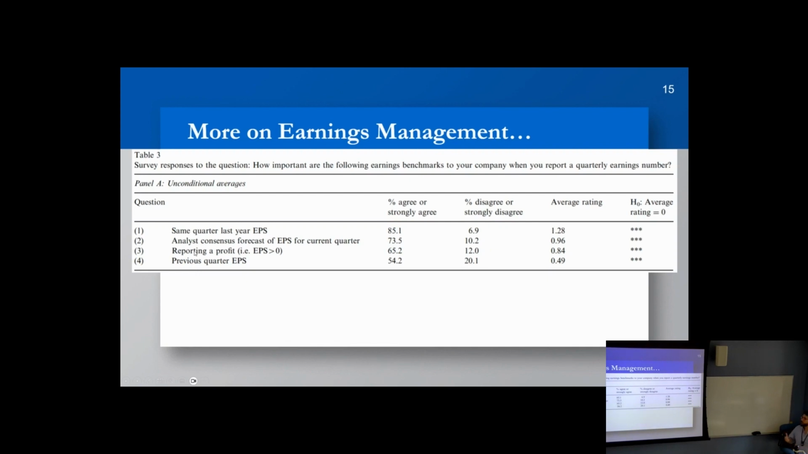Right? And funny enough, both of those things beat out just generating a profit in general. Right?